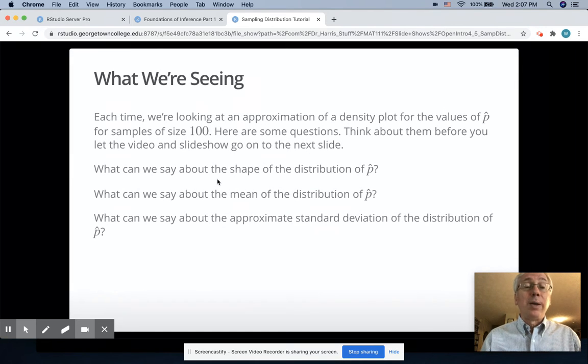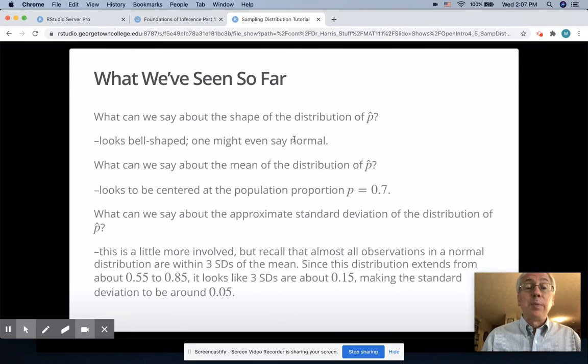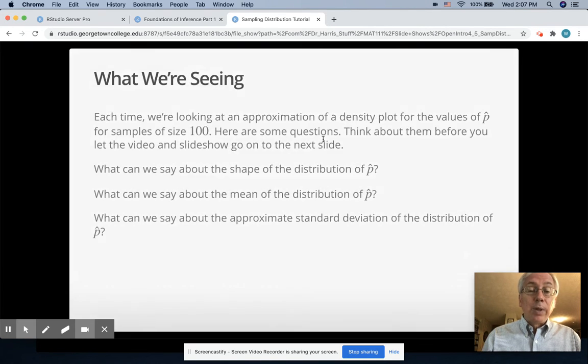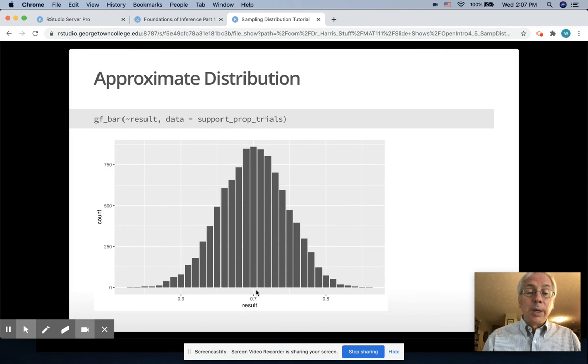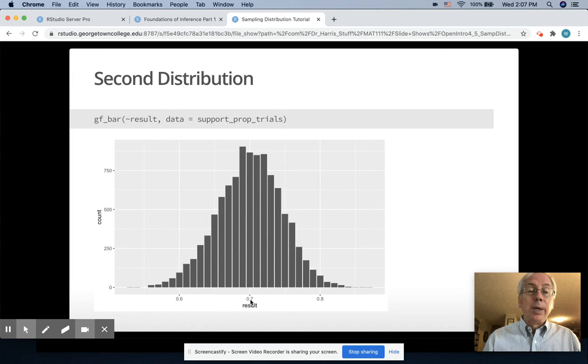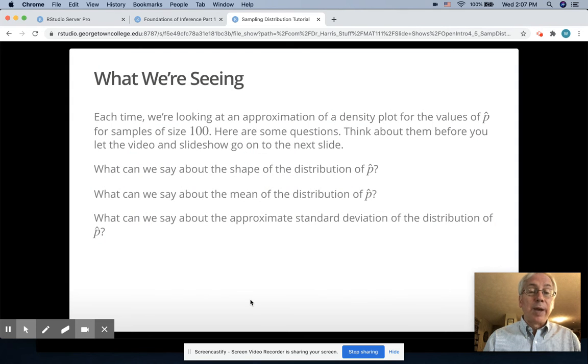Hopefully you've thought, well, this is a bell-shaped curve. And we might even say that it has a normal distribution based on things we've seen earlier in the course. Where did it seem to be centered? Well, if we look at both of these, the center of the distribution seems to be pretty close to 0.7, which, if you recall, was the value of our population proportion. So it looked like it's bell-shaped, possibly normal, centered at the population proportion value.